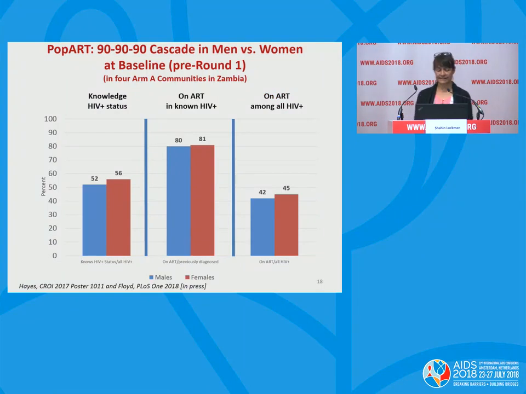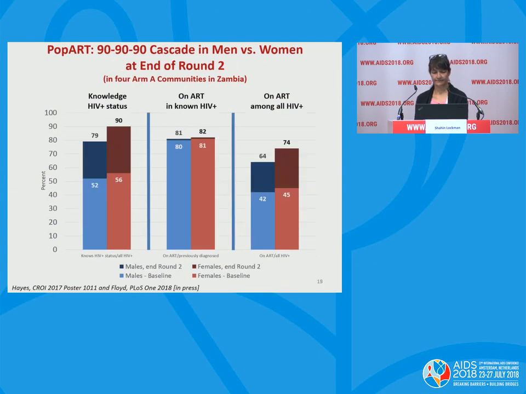This slide shows HIV testing and ART coverage in men versus women again, it's now a familiar slide, in the PopART study at baseline. Differences in coverage in men versus women appeared to be less in this population than in some of the other studies and settings. By the end of round 2 of the interventions, the gap between men and women with regard to overall viral suppression in all people living with HIV was slightly larger than at baseline, presumably due to even larger increases in the first 90 in women compared with men, and impressive increases in the first 90 altogether.